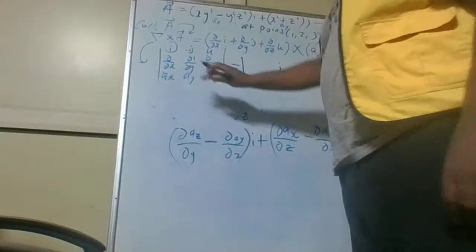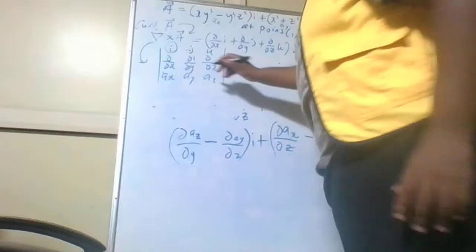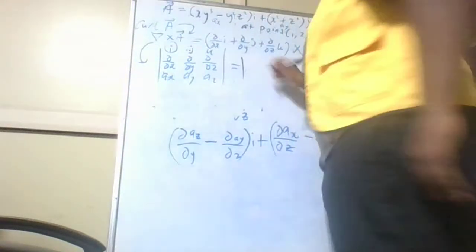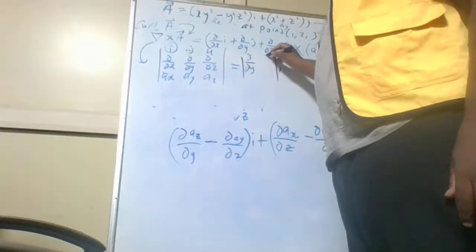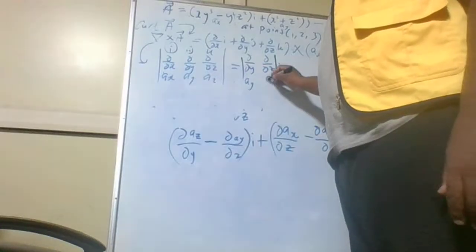So yeah, i of the matrix. Since you are picking this first column, you erase everything in this first column and everything in the first row. Then what you will be left with is partial y, partial z, and you have ay here and you have az here.